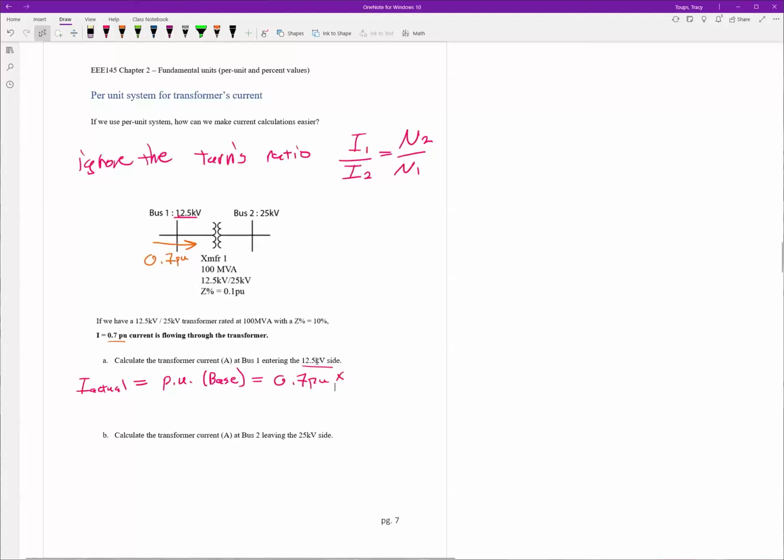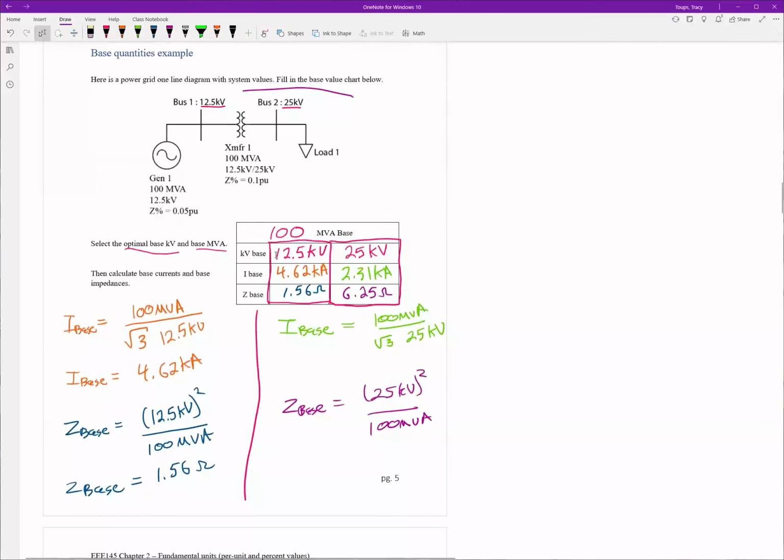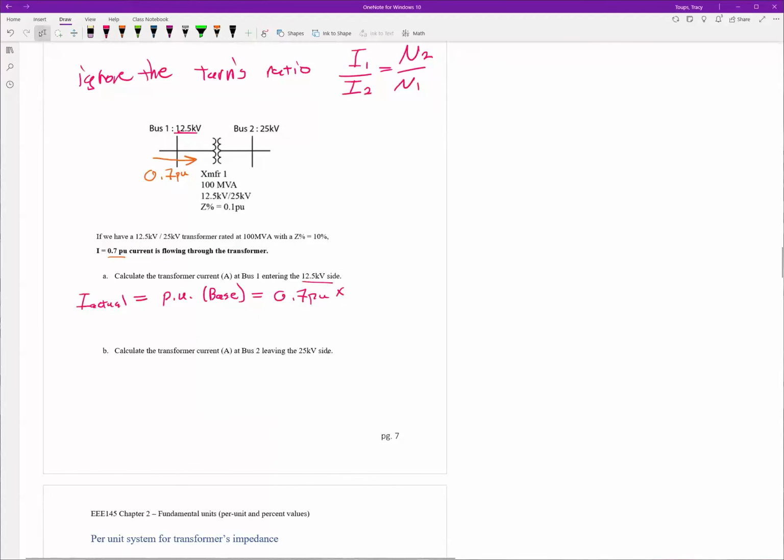So notice we're on the 12.5 kV side. We've got to scroll up and look at our little chart. 12.5 kV side, 4.62 kiloamps. That is our base value. So we're going to go back over here and bring it with us. Okay, so let's write, I'm going to change color. Just remember 4.62 kiloamps. So what is this going to equal? Well, let's number crunch it. This is 3.23 kiloamps. Okay. Now we could do the same thing on the other side.